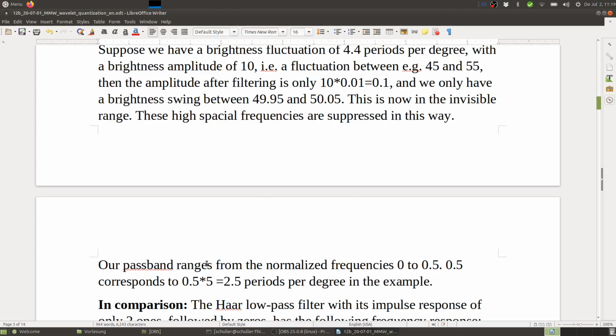So our passband ranges from the normalized frequencies 0 to 0.5, and 0.5 here corresponds to 0.5 times 5 equals 2.5 periods per degree in the example. So again, assuming 10 pixels per degree, that means our Nyquist frequency is 5 periods per degree, and that means 0.5 relative to Nyquist corresponds to 2.5 periods per degree in this example. So this would be our passband.